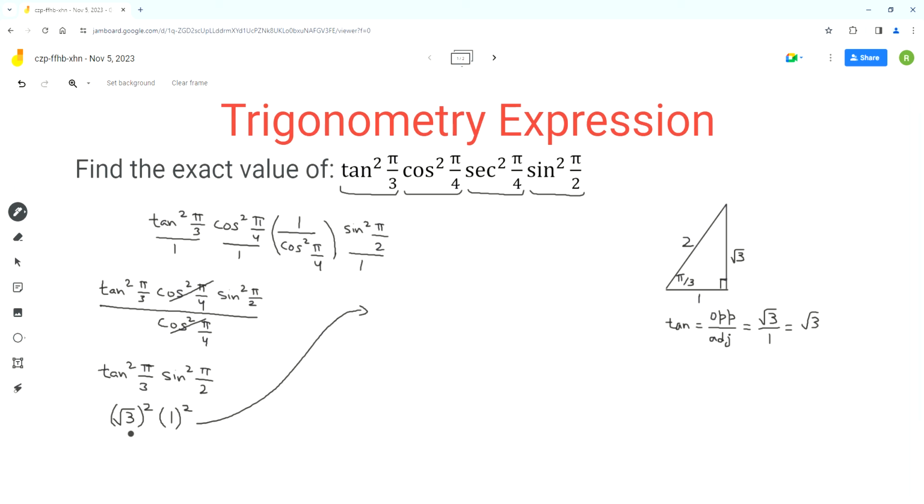The square of square root 3 will be equal to just 3 because the square root and the square cancel each other out. So we get 3 times 1 square, which is equal to just 1. So the final answer is just 3. So that means the exact value of this given expression is equal to 3.